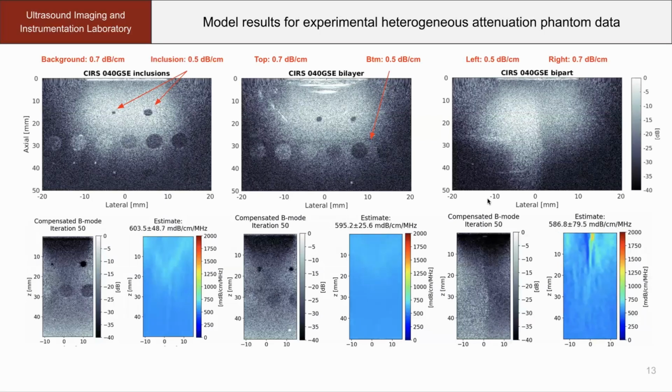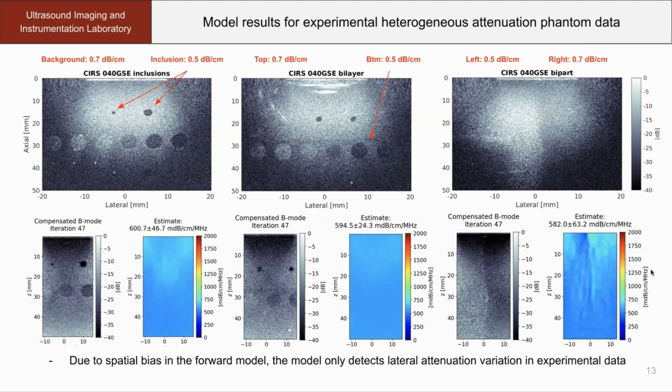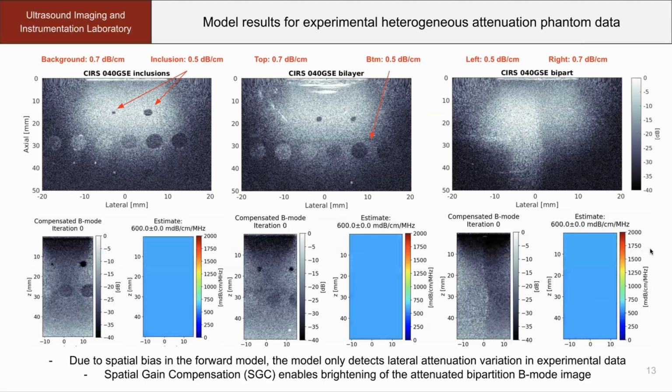And in the third case where we had the bipartition, we could see that our model was able to estimate this lateral variation in attenuation and iteratively improve this compensated B-mode through spatial gain compensation by brightening the right-hand side of the image. So due to spatial bias in the forward model, the model only detects lateral attenuation variation in experimental data. Spatial gain compensation, or SGC, which we're introducing in this work, enables brightening of the attenuated bipartition B-mode image.